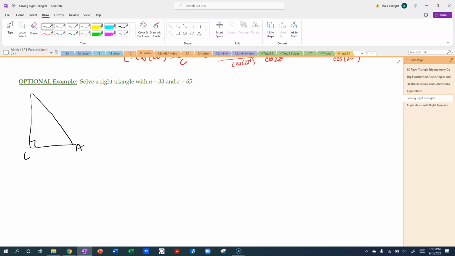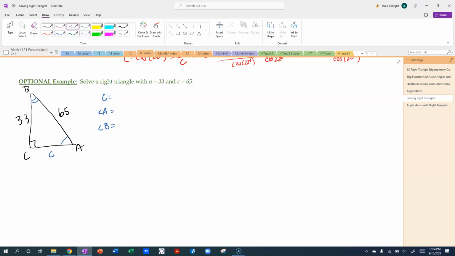Here's C, A, and B. So side A, which is opposite angle A, is 33. Side C, which is the hypotenuse, is 65. So then in total, I need side C, I need angle A, and angle B. Okay, so I need side C, angle A, and angle B.